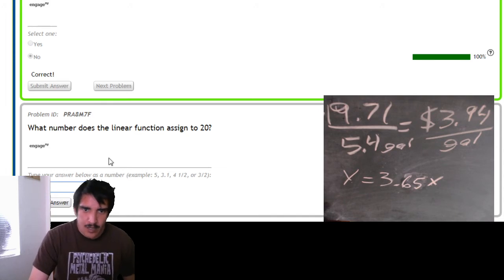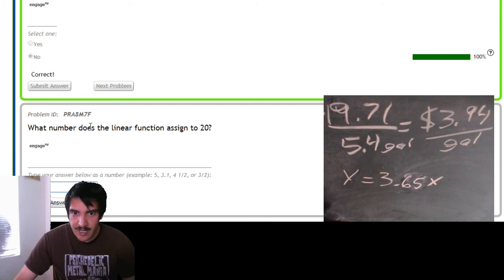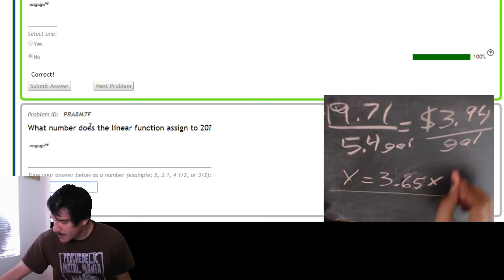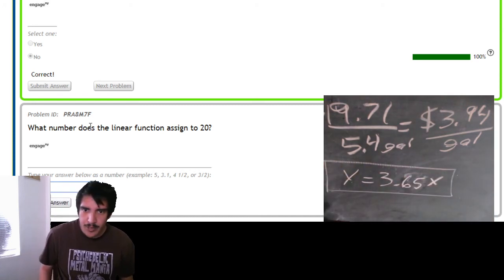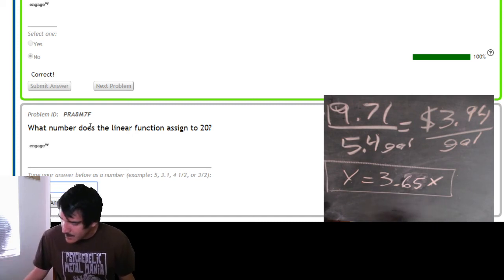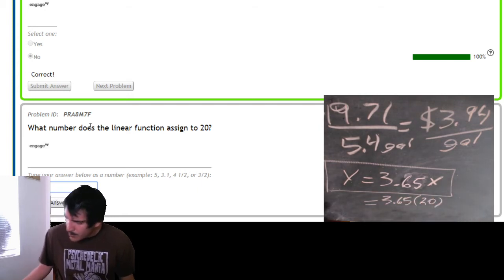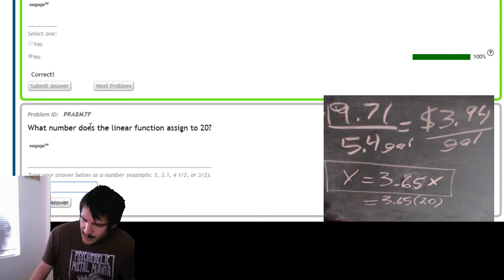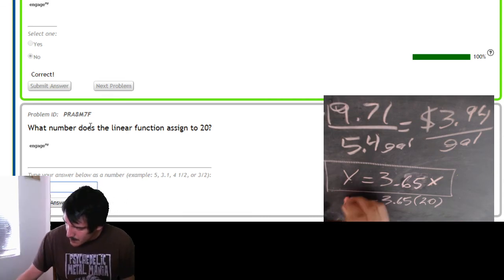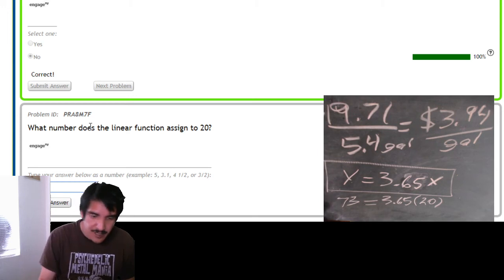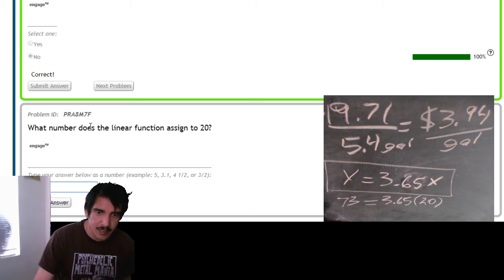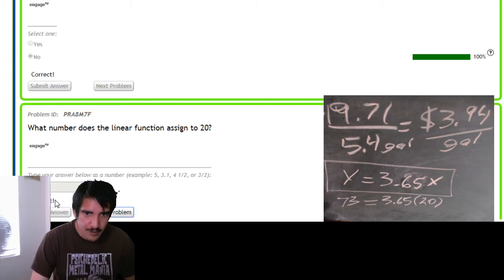Okay? What number does the linear function assign to 20? Which means if you look at this gasoline price function and you purchase 20 gallons of gasoline, how much would the total cost be? So you would do $3.65 times 20, which I believe would be $73. So that's what we answered yesterday. $73 for the cost of 20 gallons.